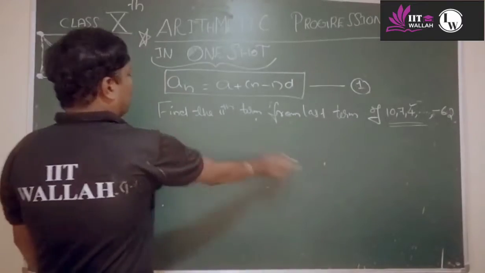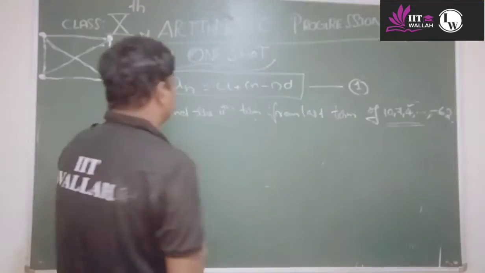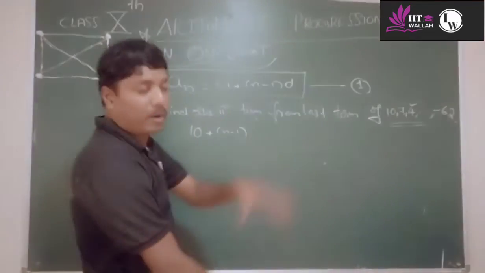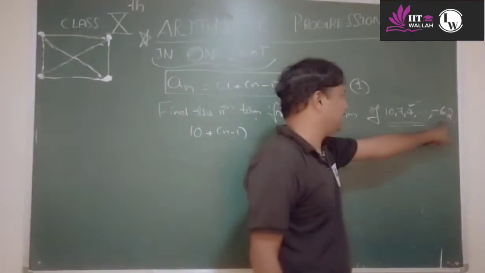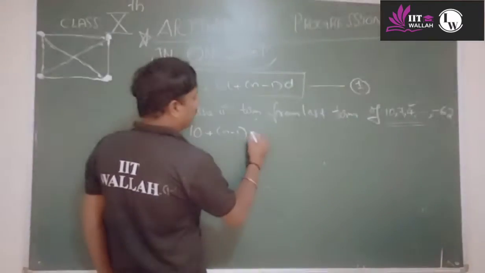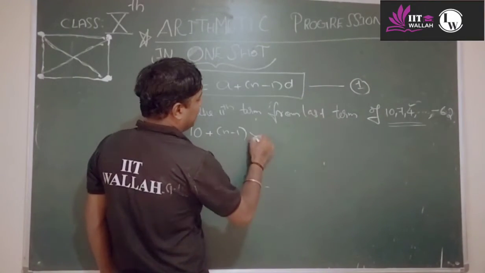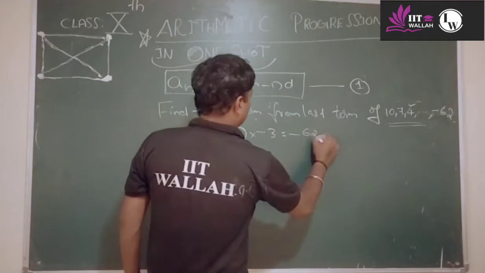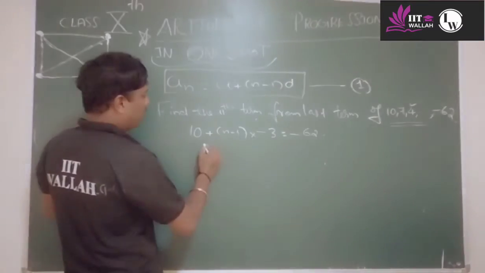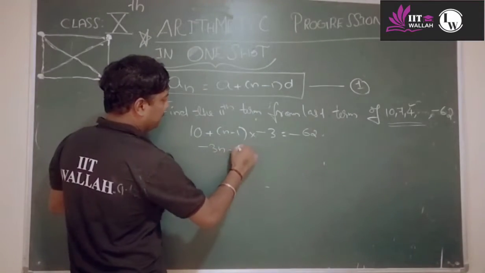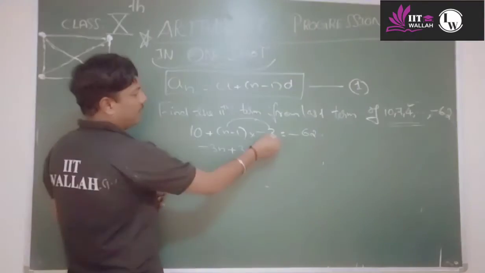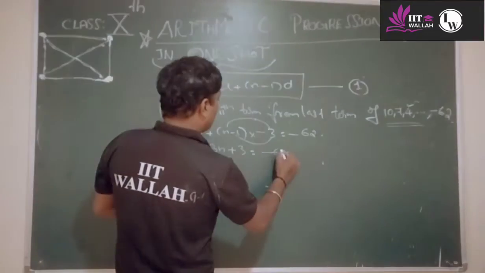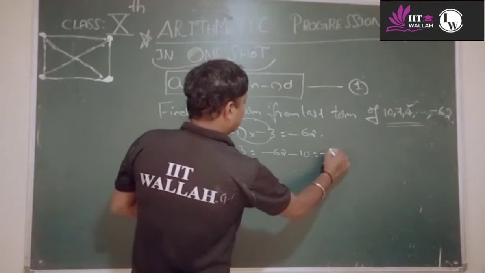Yeah. So why don't we take the last term to get the total number of terms? We are taking this. So a plus n minus 1 into d. What is d? It is minus 3 here. Equal to minus 62. Okay, so 10 minus 3n plus 3. You open the bracket, minus 3n plus 3. 10 plus 3 minus 3n is equal to minus 62, so minus 3n is equal to minus 62 minus 13.